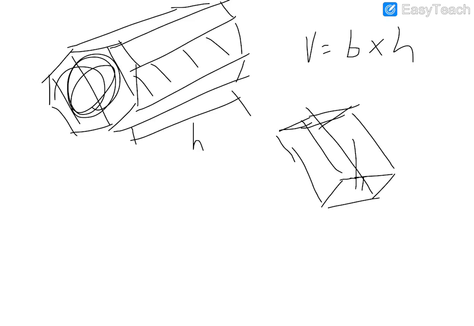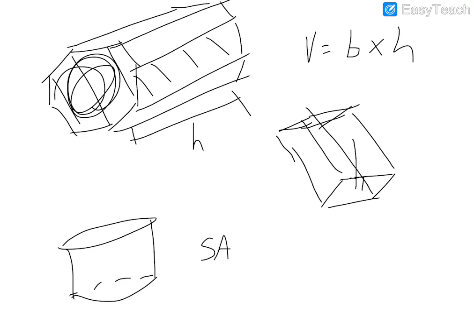Anyways, a cylinder is basically a prism, except you have a circle as the face instead of a polygon. And it's basically the same. The surface area is equal to 2 pi h.